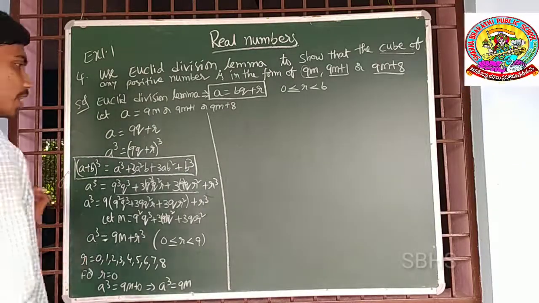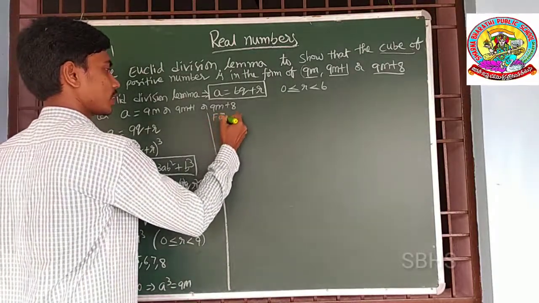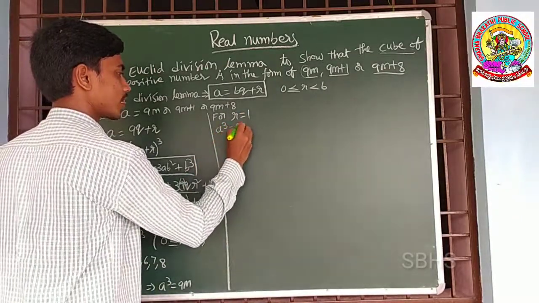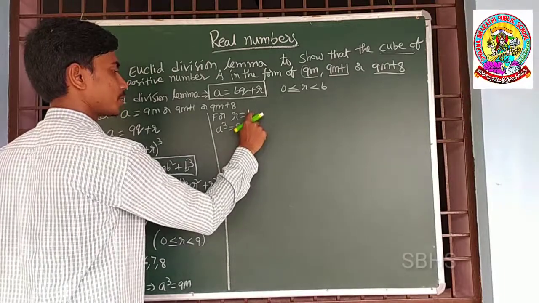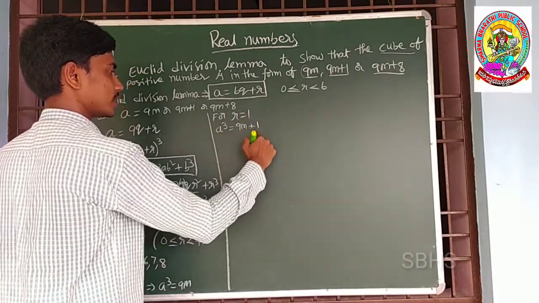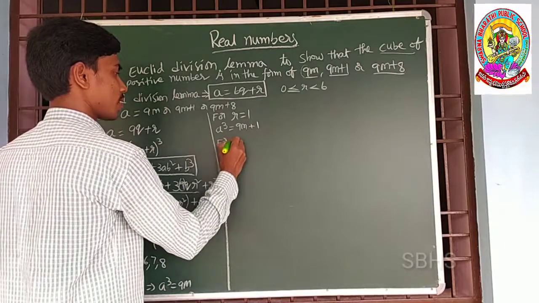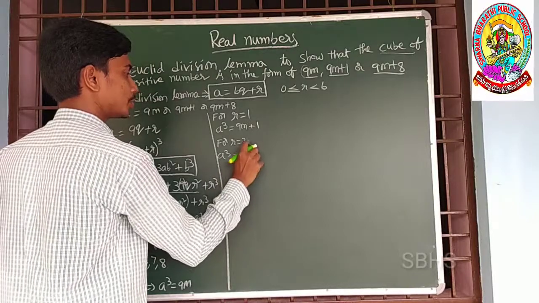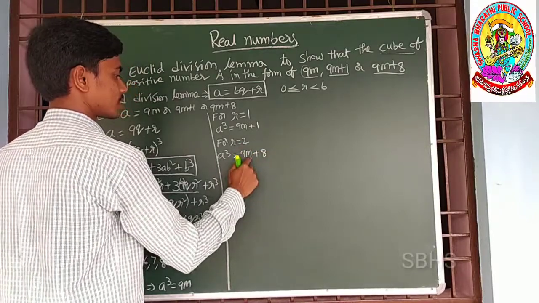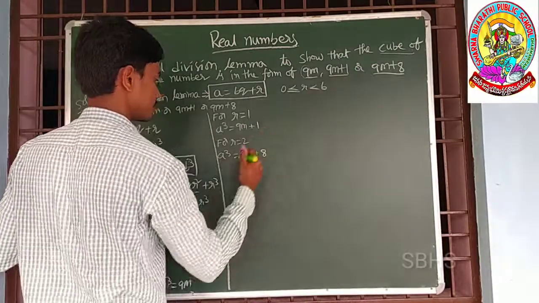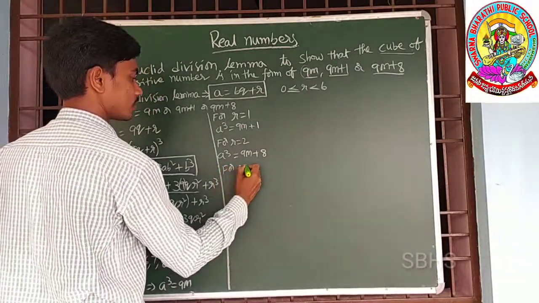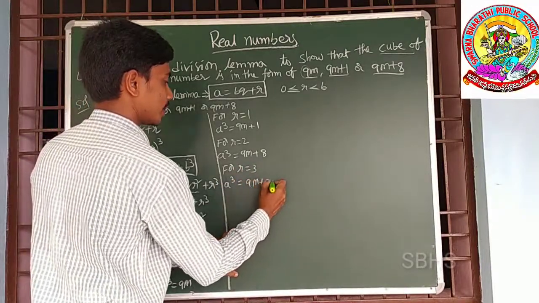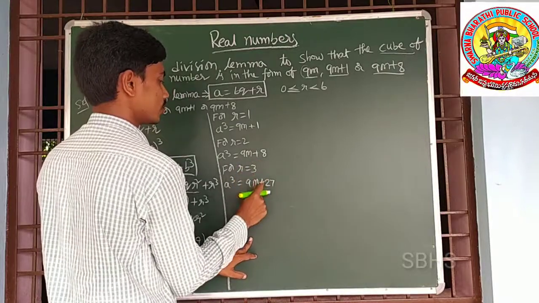What will happen for r is equal to 1? The entire term a cube is equal to 9m plus r cube, 1 cube means 1, so that is 9m plus 1. For r is equal to 2, what will happen? A cube is equal to 9m plus 2 cube, 8, so that term is in the form of 9m plus 8. For r is equal to 3, what will happen? A cube is equal to 9m plus 27, because 3 cube is equal to 27.